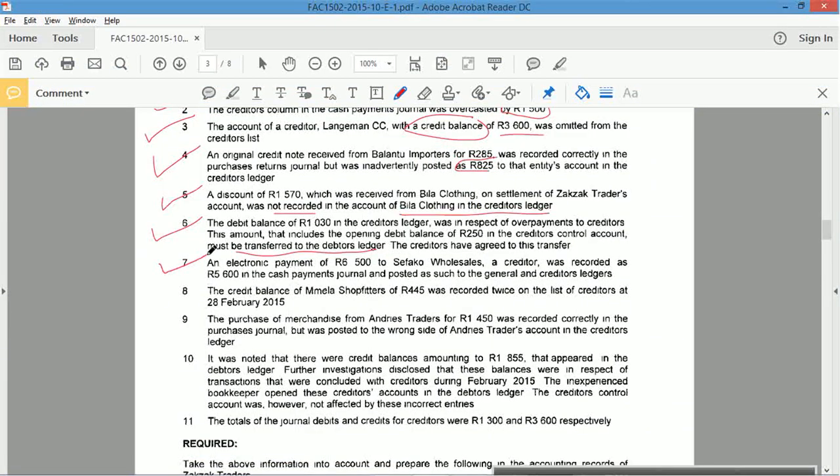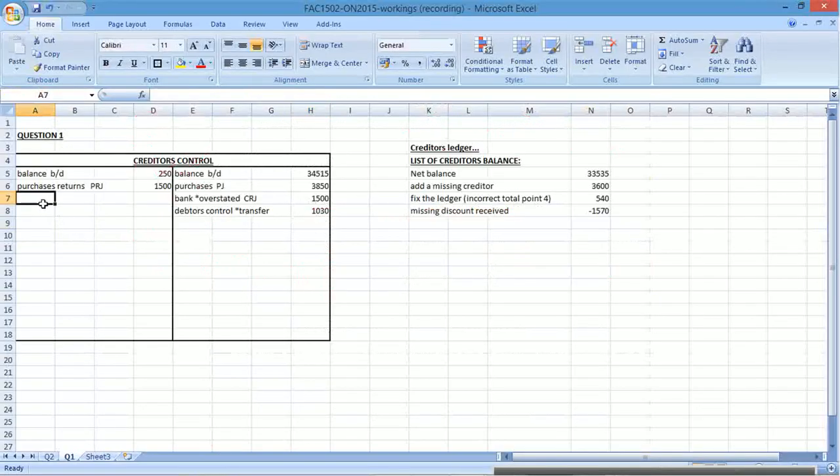Right, an electronic payment of 65 to a creditor was recorded as 56 in the cash payments and posted as such to the general and creditor's ledger. Okay, so we need to fix both. Okay, do you agree that the payment was more than you processed? Do you agree? Yeah. The payment was 6.5. You only processed 5.6, so you're missing a bigger payment. Okay, so bank, CPJ, incorrect payments.